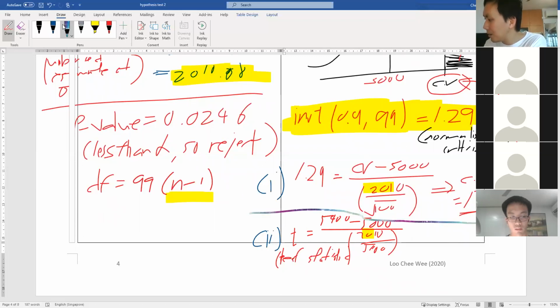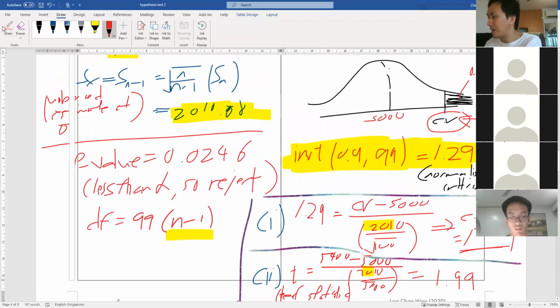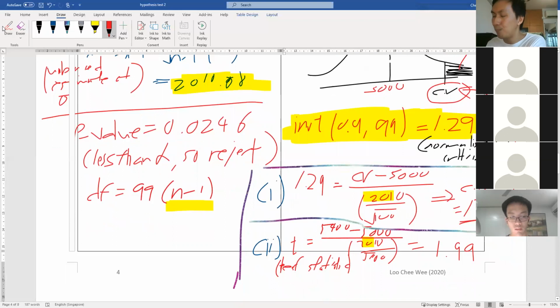So if you go through this, you will get 400 divided by 200, which is 1.99. So if you compare, it's obvious that 1.99 is greater than 1.29, right? So we reject H0 also. Because remember, 1.29 is actually your goalpost, because we did inverse T of 0.9. The 1.99 here is based on your sample mean, your normalized sample mean, aka your test statistic.